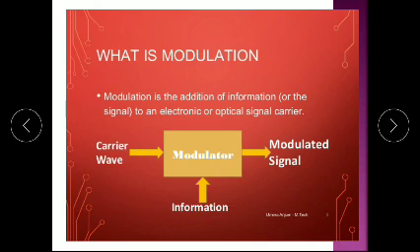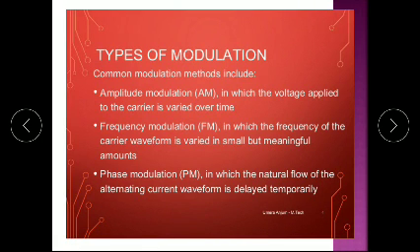So first of all, what we have to see is what is modulation. Modulation is nothing but the addition of information to an electronic or optical signal carrier. From this block diagram we can see the modulation process, that is the carrier wave and the information signal are applied to the modulator to get the modulated signal. There are three different types of modulation: one is amplitude modulation, second is frequency modulation, and third is phase modulation.